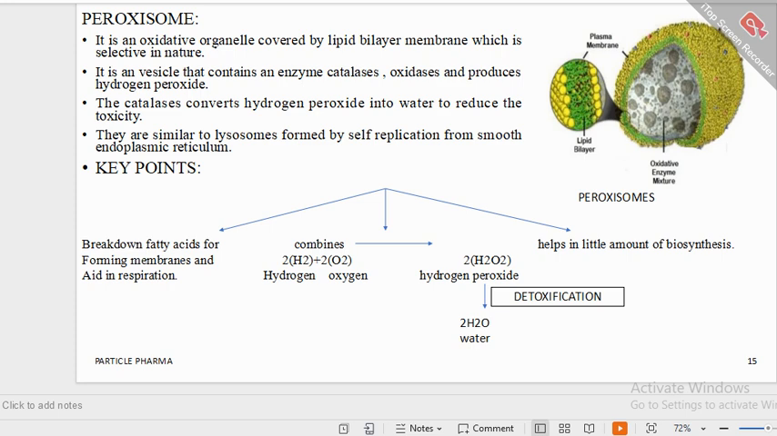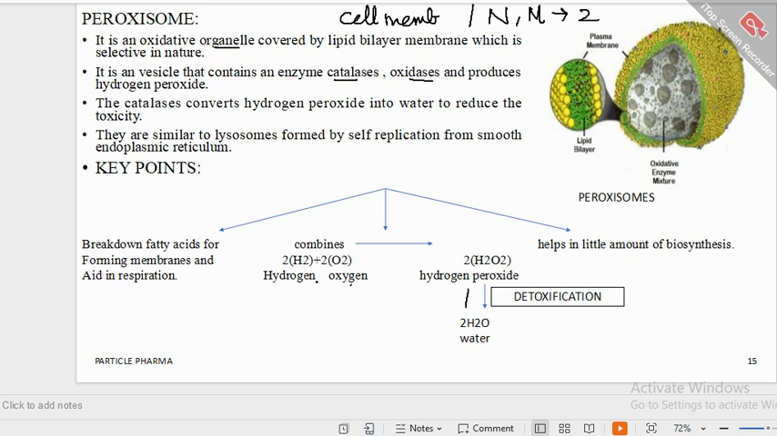It is an oxidative organelle covered by a selective lipid bilayer membrane, like that of the cell membrane, which is also a lipid bilayer structure, as that of the nucleus and mitochondria. These are also covered by two membranes, whereas it contains the enzymes catalases and oxidases and produces hydrogen peroxide. So this hydrogen peroxide will get converted into water.